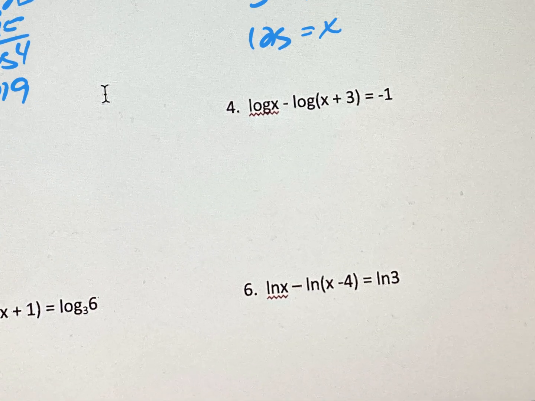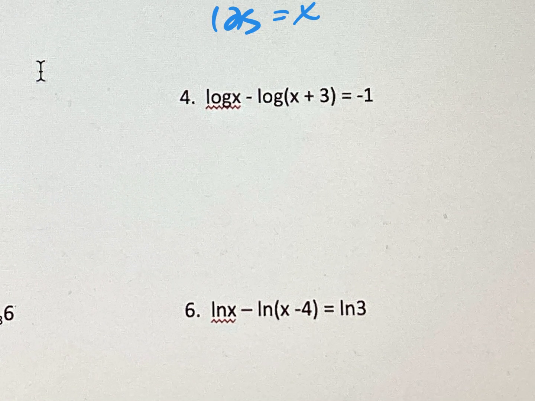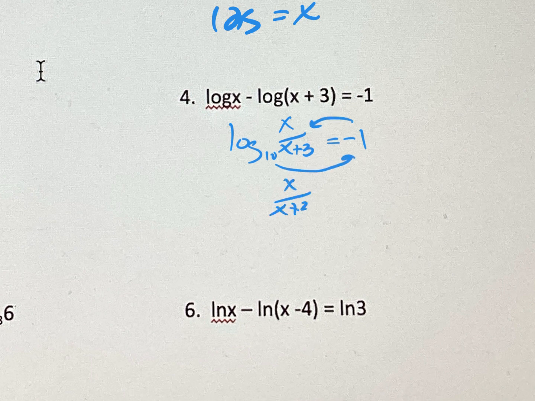Number 4, I have 2 logs that are subtracted. Remember, you can never subtract logs, so I'm going to divide the 2 numbers. I'm going to do the x over x plus 3, and that equals negative 1. Now, there's no base written there, which tells me the base is 10. And because there's one log now, I'm going to do that base to that power equals that. So x over x plus 3 is really 10 to the negative 1. And don't forget, the negative 1 flips that 10, makes it 1/10.